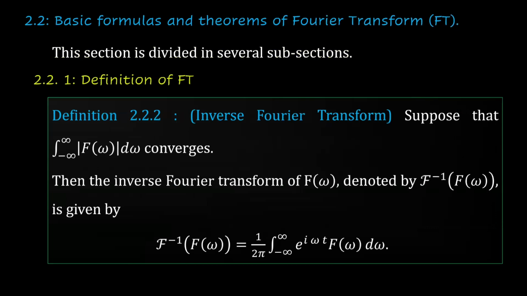Next is the inverse Fourier transform. Suppose that the integral from minus infinity to infinity of capital F(omega) d omega converges, then the inverse Fourier transform of F(omega), denoted by this notation, is given by 1 over 2 pi times the integral from minus infinity to infinity of e to the power i omega t F(omega) d omega. So this will be a function of t, and that is our f(t), whose Fourier transform we calculated. You will get that function back.